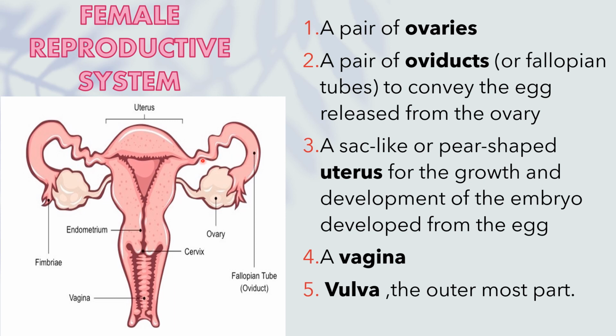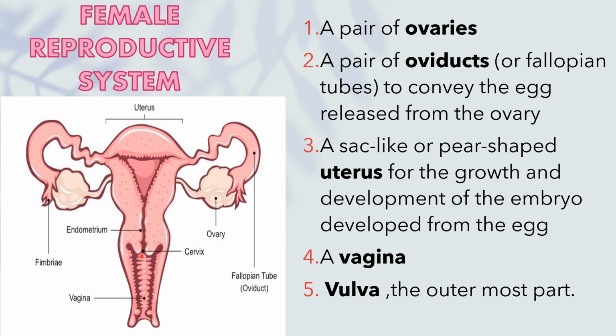Then another organ present in the female reproductive system is the uterus. Here you can see a sac-like or pear-shaped structure of the female reproductive system, the uterus. What is the function of the uterus? The growth and development of the embryo developed from the egg will happen inside the uterus.